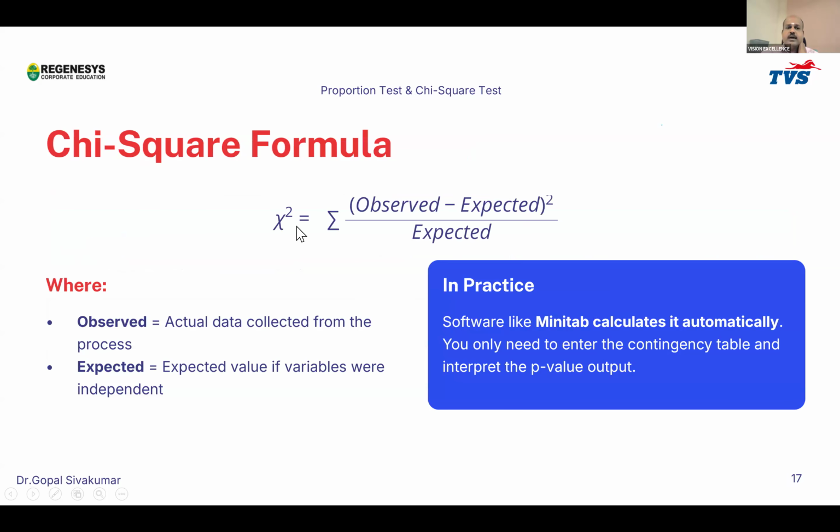So in chi-square there is a formula. You see here, observed frequency minus expected frequency. The difference between observed frequency and expected frequency must be squared, and then we have to divide it by the expected value. And let's see that in an example case, it becomes much easier.